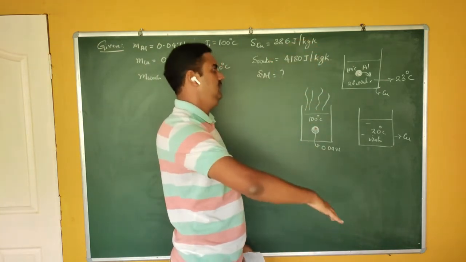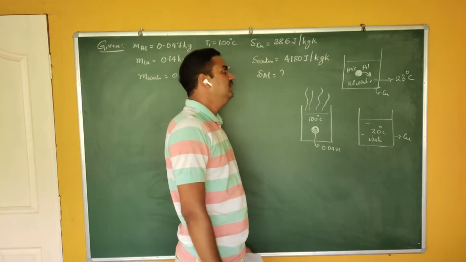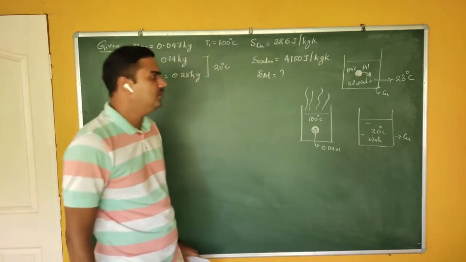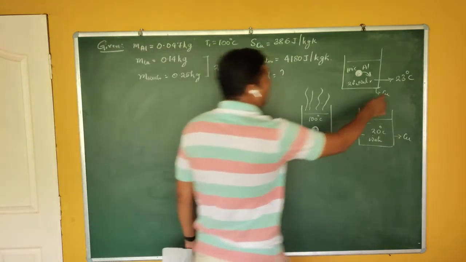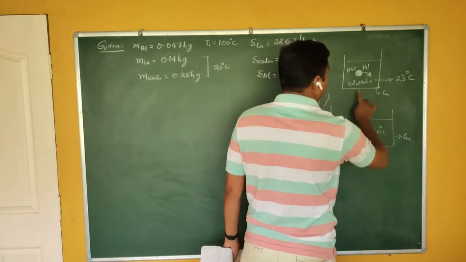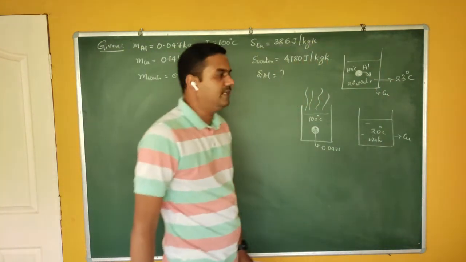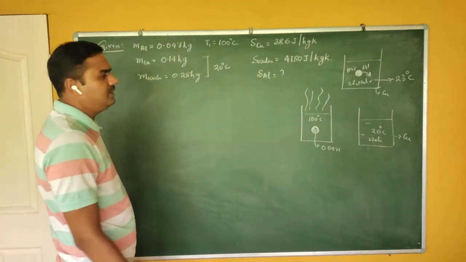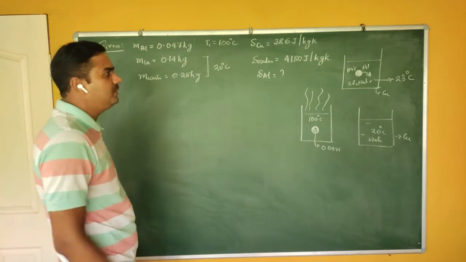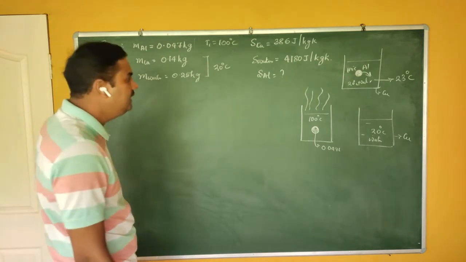Up to that point heat flows from aluminum to copper and water. So this is our final temperature: 100 becomes 23 and 20 becomes 23. Who is the hot body here? Aluminum is the hot body. And what does the principle of calorimetry say? That heat lost by the hot body should be equal to heat gained by the cold body.